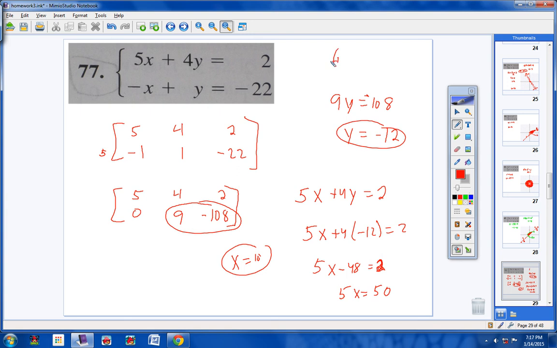So your final answer would be 10 comma negative 12. Alright, so there we go. 50 minus 48 is 2, that works. Negative 10 plus that would be negative 22. So yes, this is the correct answer.